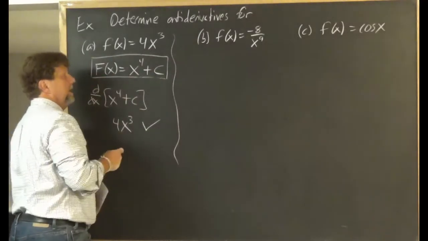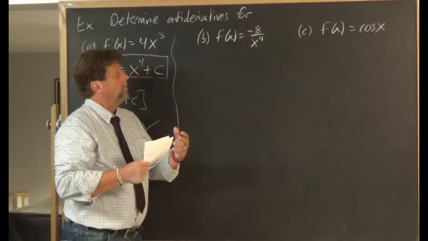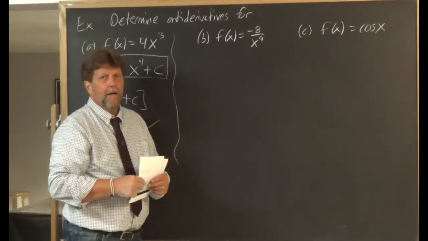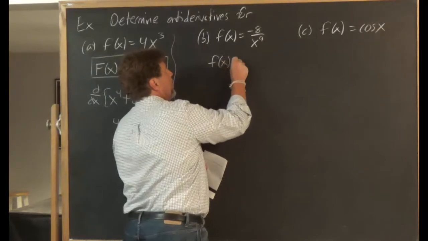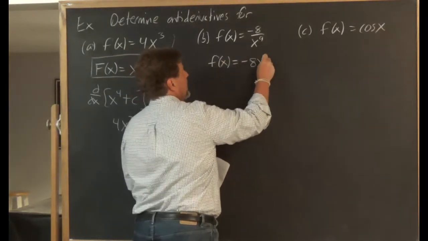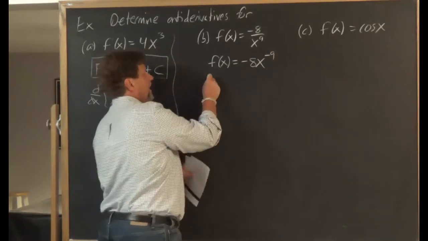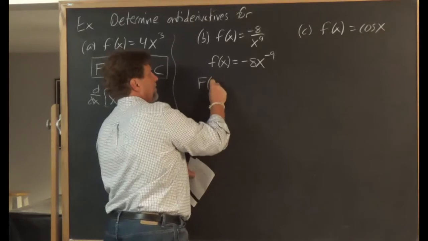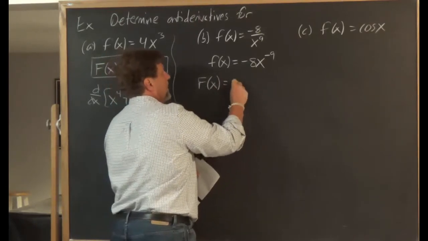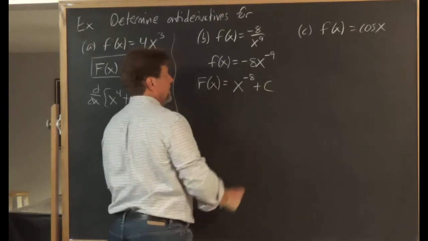In part B, get the antiderivatives for f of x equals negative 8 over x to the 9th. Well, I'm going to rewrite this as negative 8x to the negative 9th. And then I think it's big F of x equals x to the negative 8th plus c.